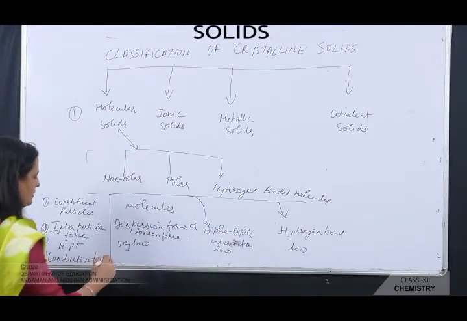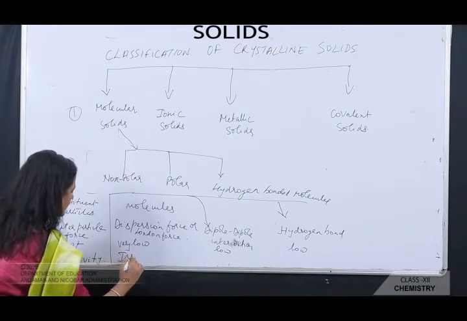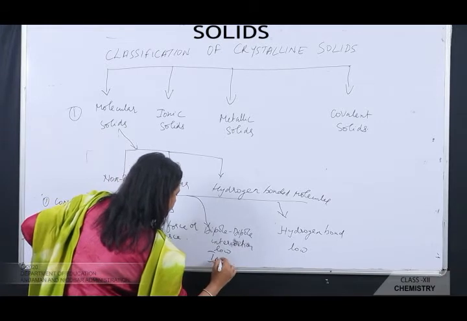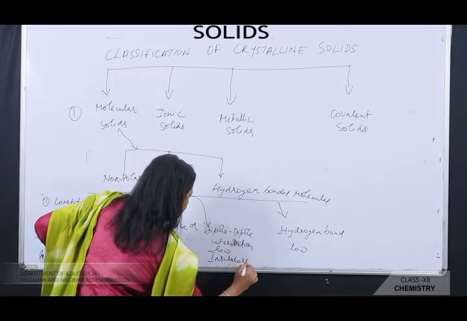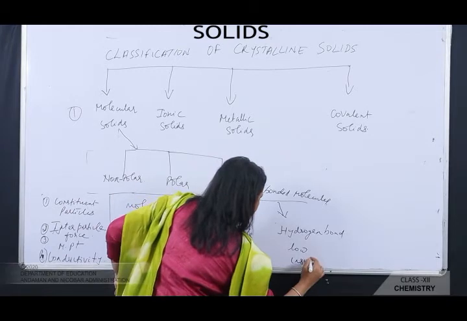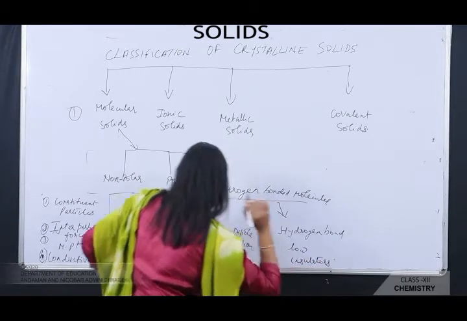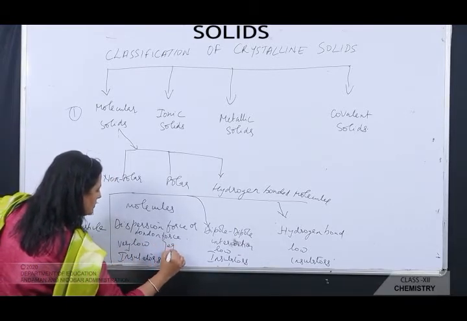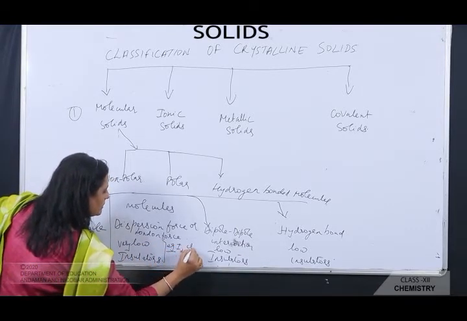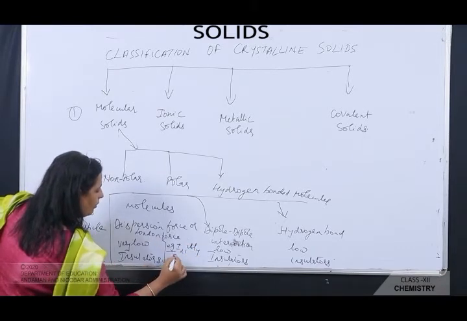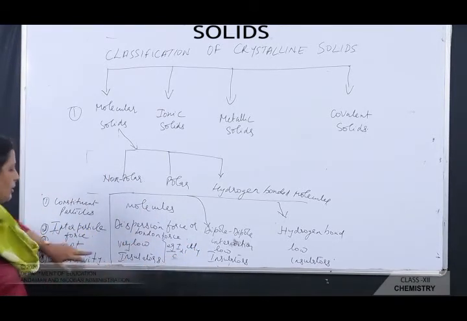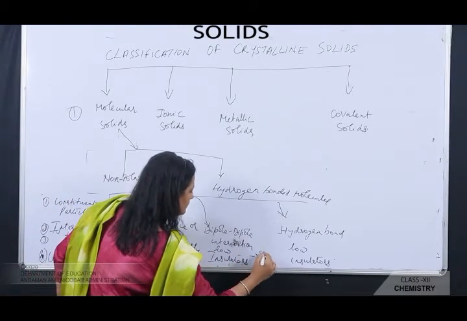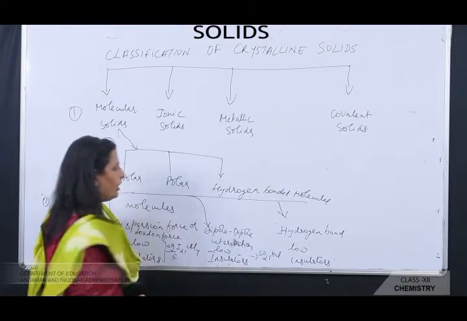Then comes conductivity. All the three are insulators. They do not conduct electricity. And examples for non-polar molecular solids are iodine molecule and carbon tetrachloride molecule. All these are non-polar molecular solids. Now polar, you will come across sulfur dioxide, HCl. All these are polar molecular solids.